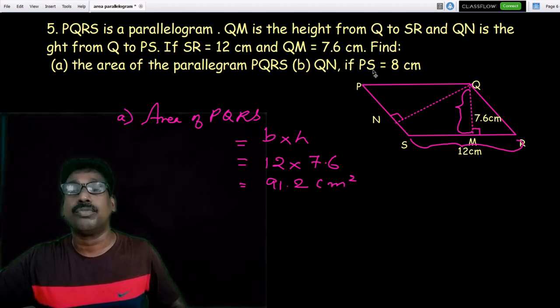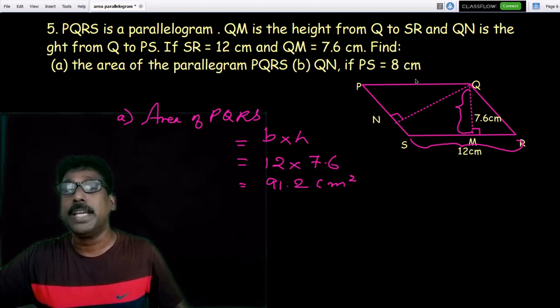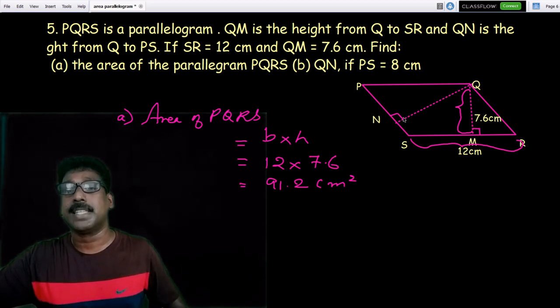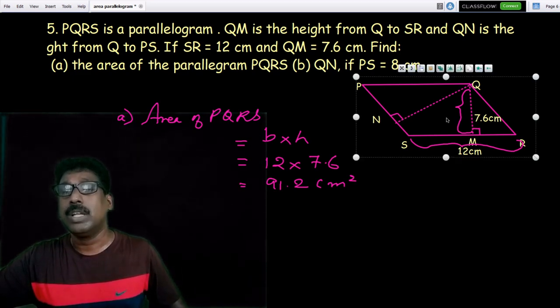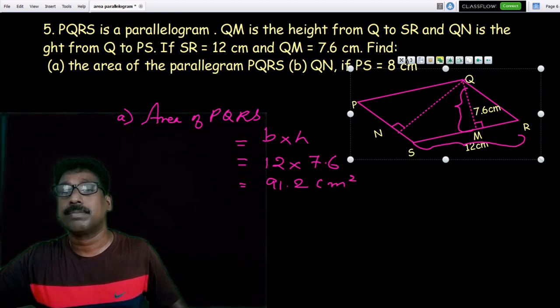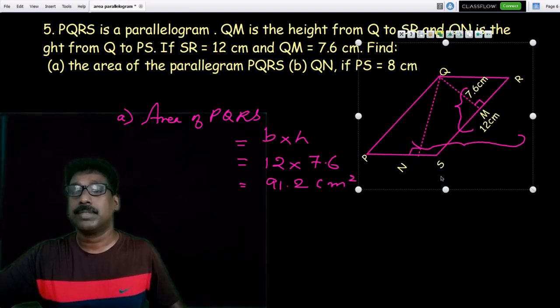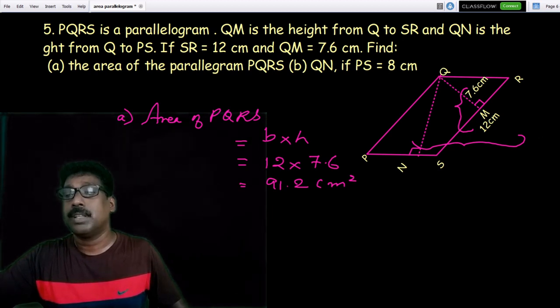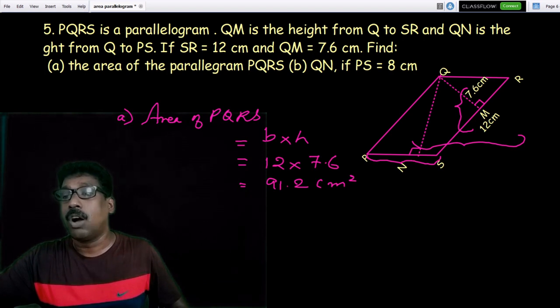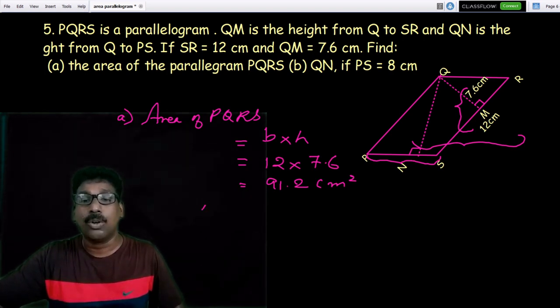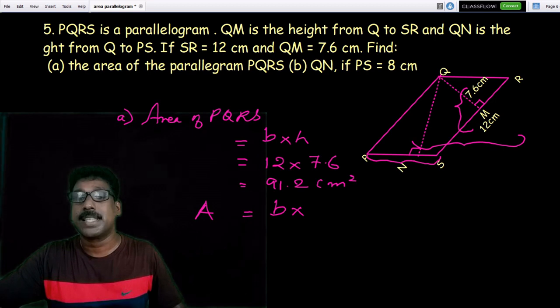Here again you have to find QL. If PS is equal to 8, PS is 8 centimeter. Now let me take this parallelogram with base PS and height QL. So how can you find the area? You know, area is equal to base into height. Here, the area we found as 91.2.